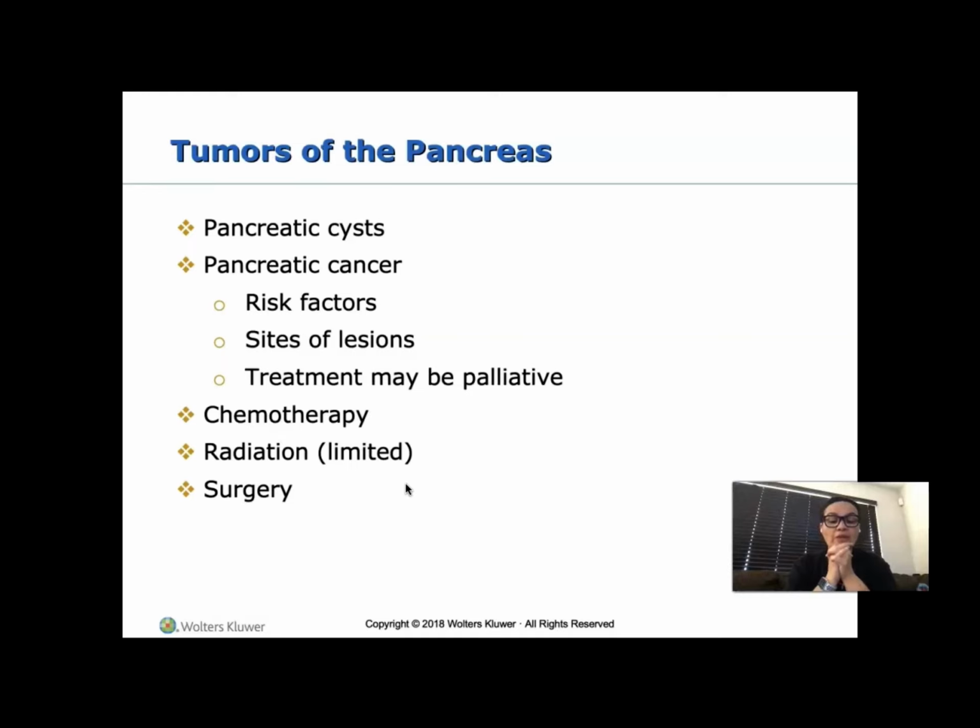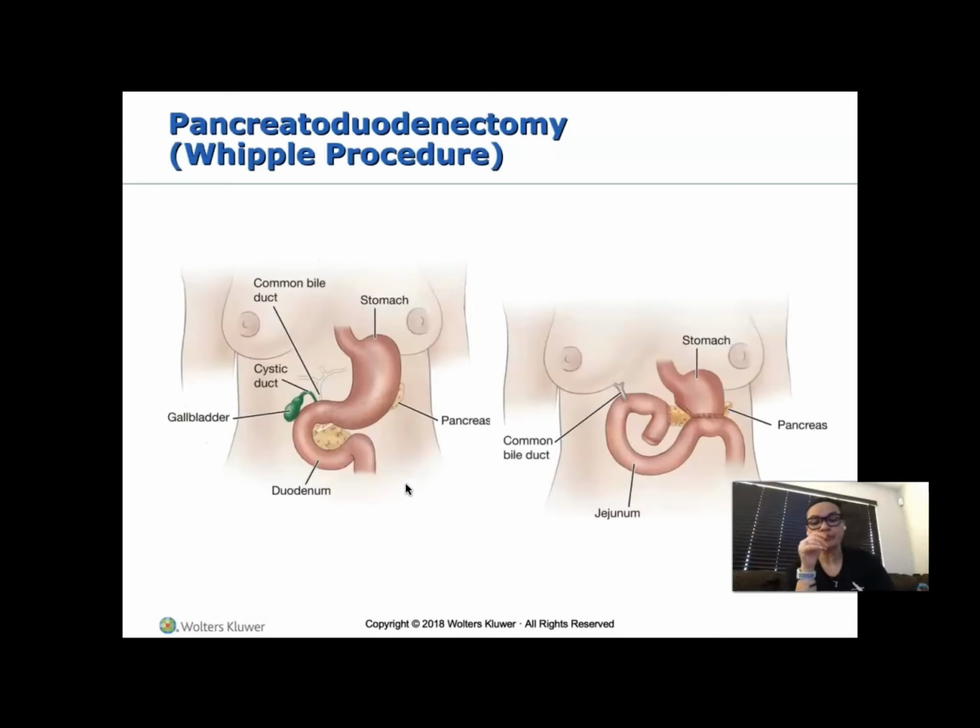So palliative care is huge. Chemotherapy, radiation, and surgery. Not every patient is a candidate for the surgery. It's called a Whipple, and I'll show you right here. Okay, so the Whipple procedure. So here we are. Here's your normal anatomy again.